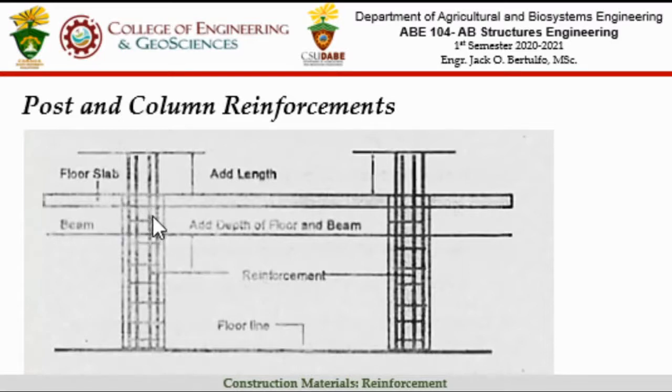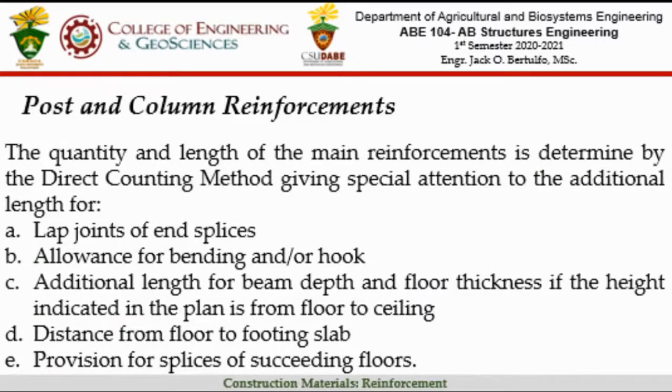It is facing us, so it is not visible. This area is the cross-sectional area of our beam. So this is the beam here. The beam transmits the force from this floor to the column, then column to footings. This black line here is what we call the reinforcement. So how do we estimate the total number of reinforcement bars here? The simplest method to estimate the number of reinforcement bars for beams, columns, and posts is through direct counting.